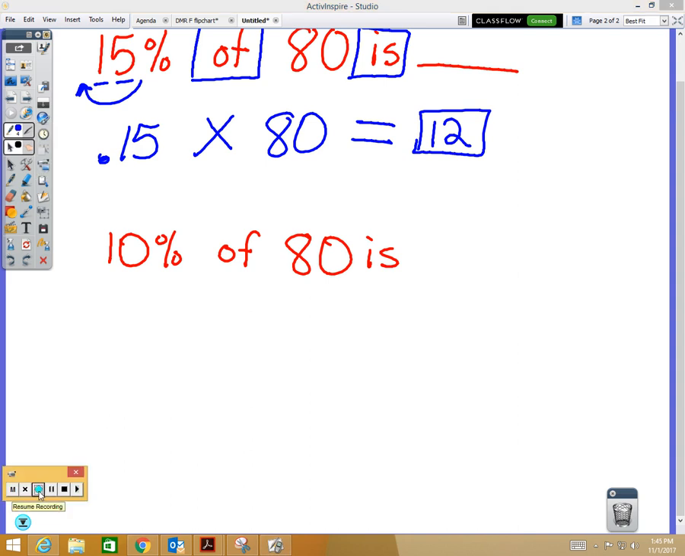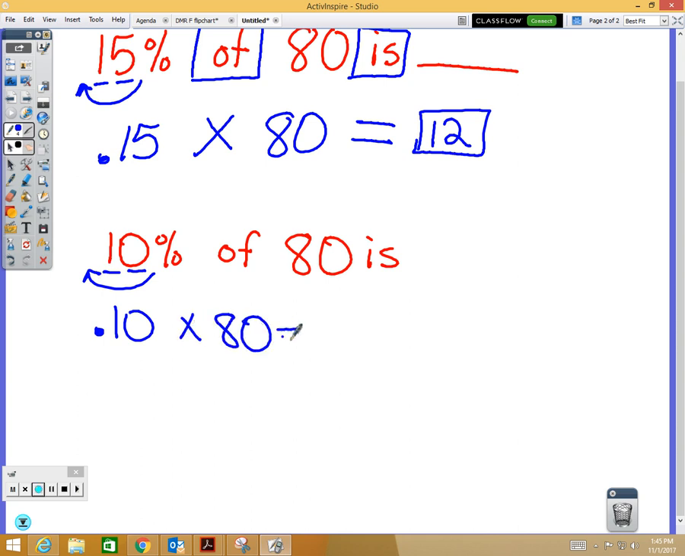So we want to change 10% into decimal form. What is 10% as a decimal? 0.10, because again, we're moving it 2 places. So it'd be 0.10. Of means times 80 equals. So again, you should have what I have here written in blue. 0.10 times 80 equals. And it is 8.